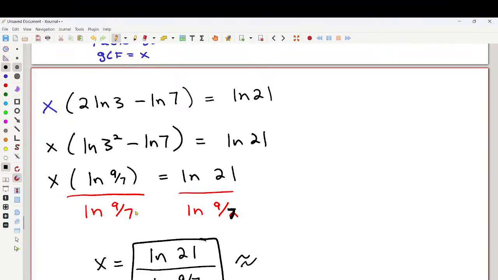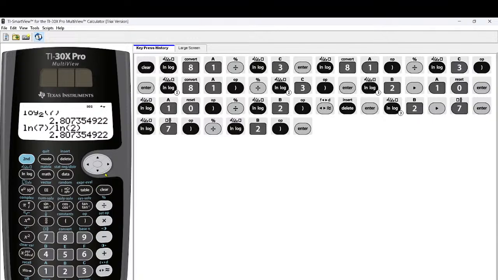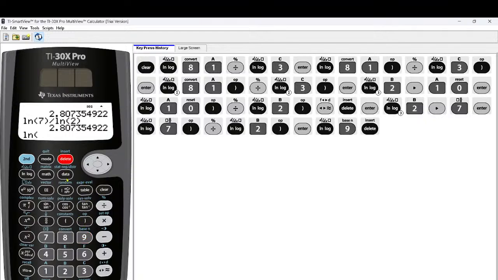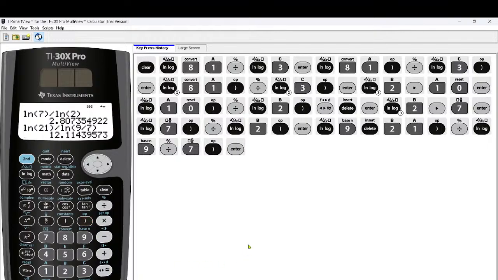We just have to carefully put this in a calculator. Natural log of 9, I'm sorry, that's not 9. Delete. Natural log of 21, close parentheses, divided by natural log of 9 divided by 7. And you'd get about 12.1144, rounding to the 4th decimal spot.